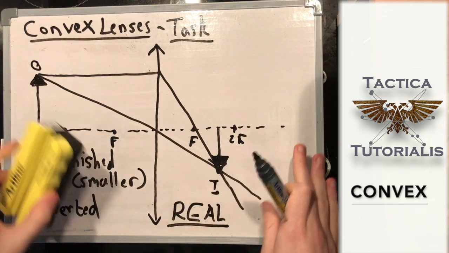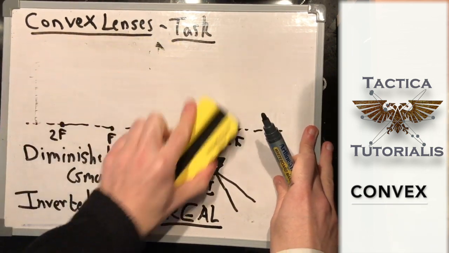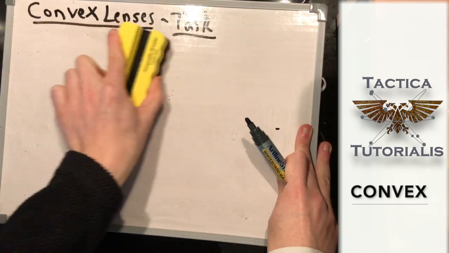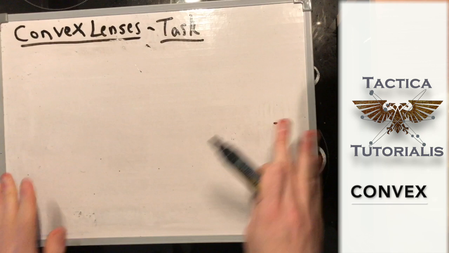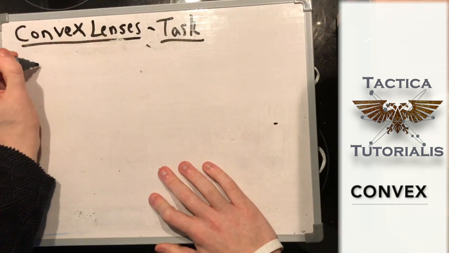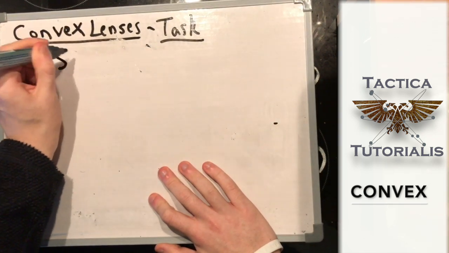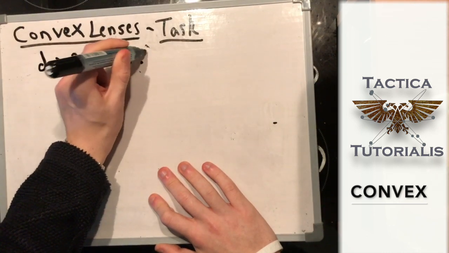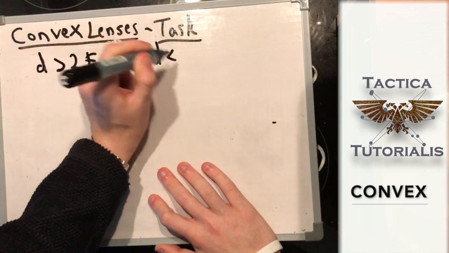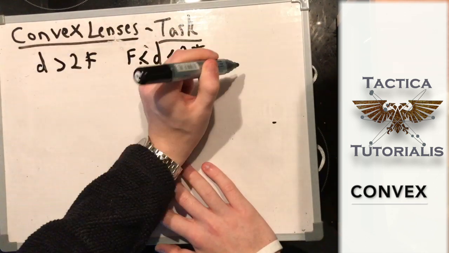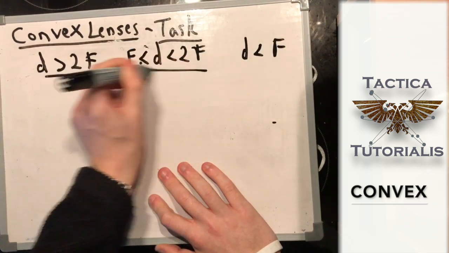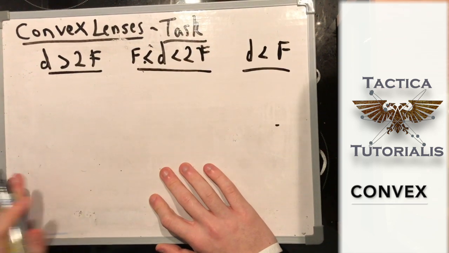So let's write up then a very brief summary of the different types of image you can get depending on the position of your object. So if we say that the distance is greater than 2 focal lengths, the distance is between 1 and 2 focal lengths, and the distance is less than 1 focal length. So these are our 3 types of system.